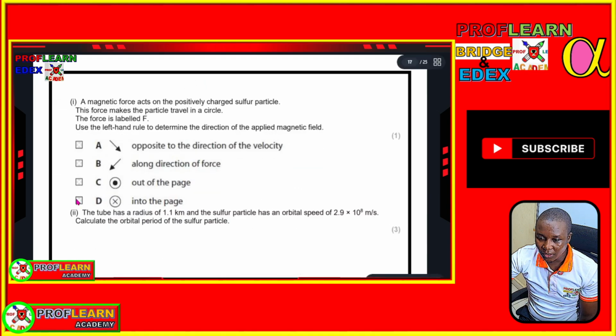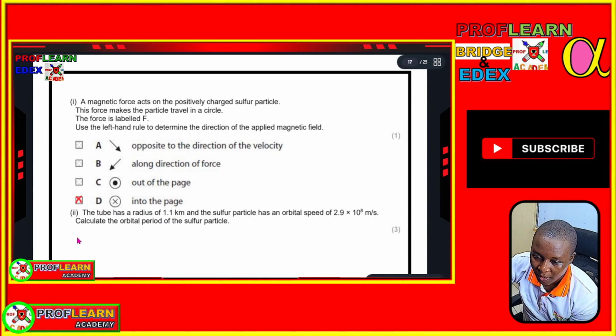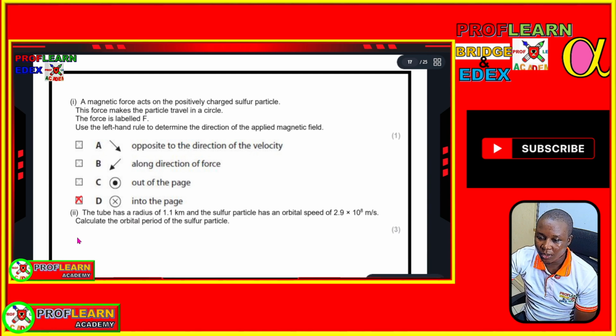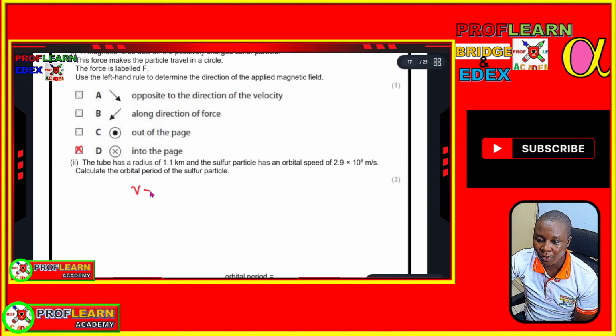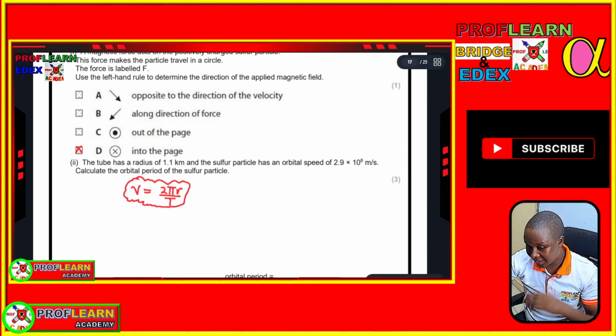All right, so in this case the field is into the page, so you can see that question. The tube has a radius of 1.1 kilometers, and the sulfur particles have an orbital speed of 2.9 times 10 raised to the power 8, and you are supposed to calculate the orbital period. You need to realize that this is like the orbital speed of planets around stars. We are going to say v is equal to 2 pi r over T.